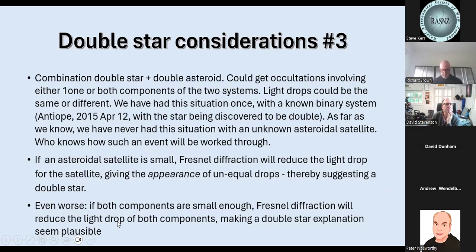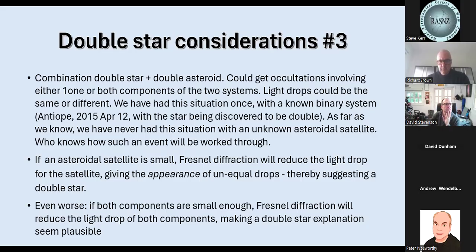Now, the next thing is Fresnel diffraction. If the asteroidal satellite is small, Fresnel diffraction comes into play, and you don't get a full light drop. You only get a partial light drop, depending on how small the asteroid is. I've got some very nice examples of this. If you've got a large asteroid with a small satellite, you can get a large drop with the main asteroid and a small drop with the satellite. And you think, well, that's got to be a double star because the drops aren't the same. Well, no, that's not necessarily the case. And I've got some examples of that.